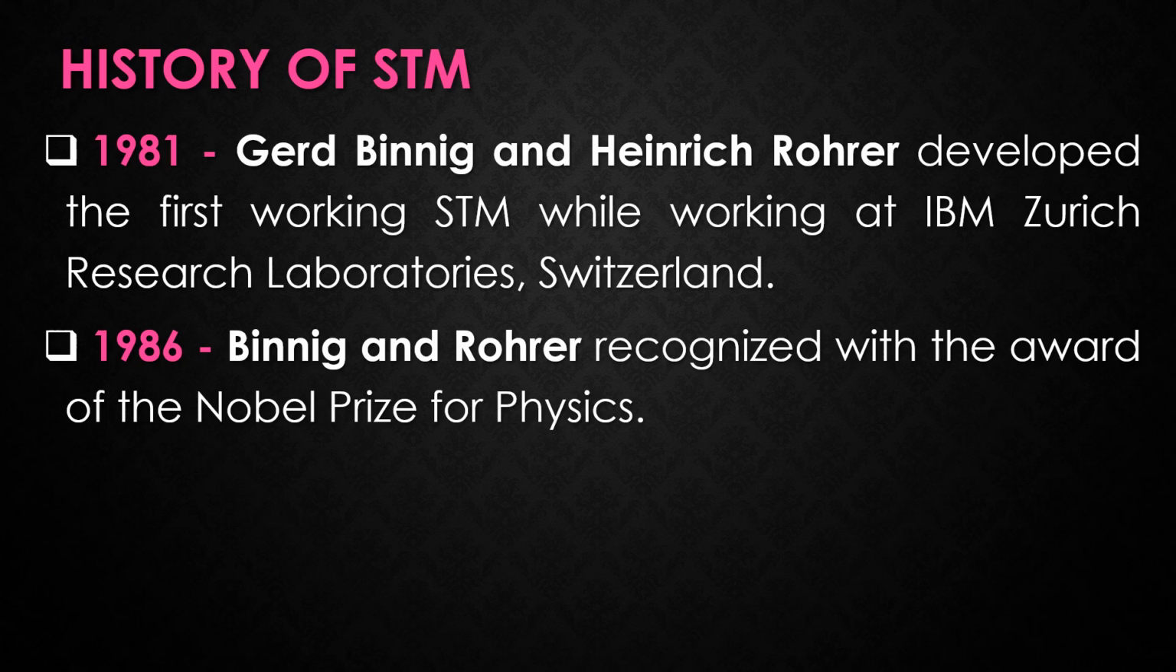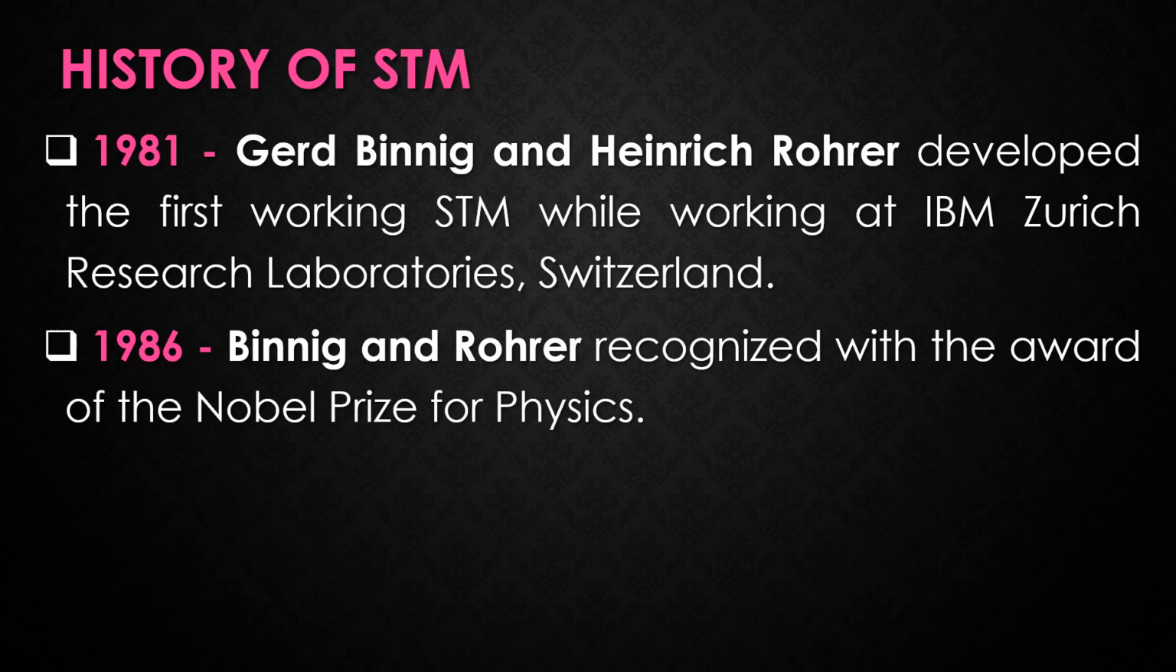Next is the history of the scanning tunneling microscope. Gerd Binnig and Heinrich Rohrer developed the first working scanning tunneling microscope in the year 1981 while working at the IBM Zurich Research Laboratories, Switzerland. Binnig and Rohrer chose the surface of gold for their first image. When the image was displayed on the screen of the television monitor, they saw rows of precisely spaced atoms and observed broad terraces separated by steps one atom in height.